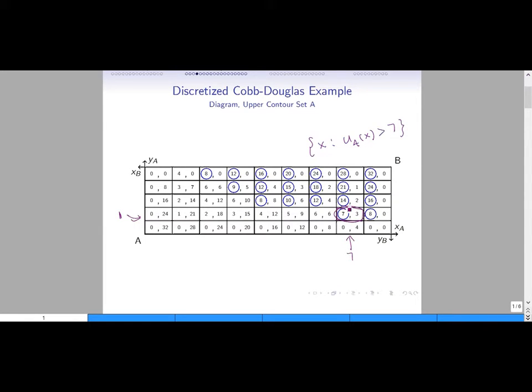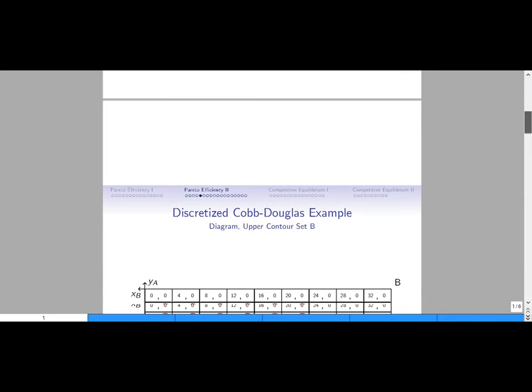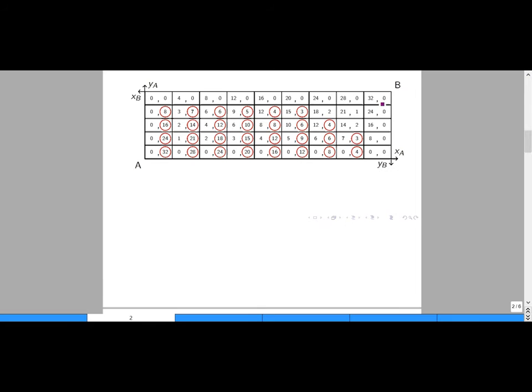So the things that I circled are basically every number in this box that has the A component larger than 7. See, all these numbers, 8, 9, and so on, are all larger than 7, and I circled all of them. And the next one is exactly the same thing. I'm still doing it with respect to this cell, and I did it for every point where UB, the second consumer, has utility larger than 3 here.